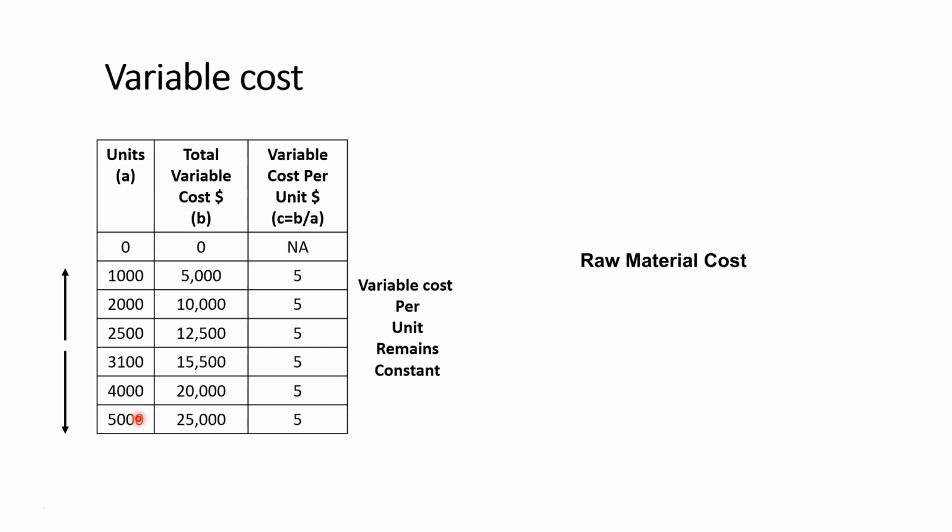Let's say raw material cost. Raw material cost per unit is going to remain constant irrespective of the number of units you're going to manufacture. So let's say if your raw material cost per unit is $5, then this is going to remain the same whether you produce 1000 units or whether you produce 5000 units. One more important thing is that if you're not producing any units, then you will not have any variable cost. The reason is that if you're not doing any production, then there will be no requirement of raw material. If there is no requirement of raw material, there will be no raw material cost.